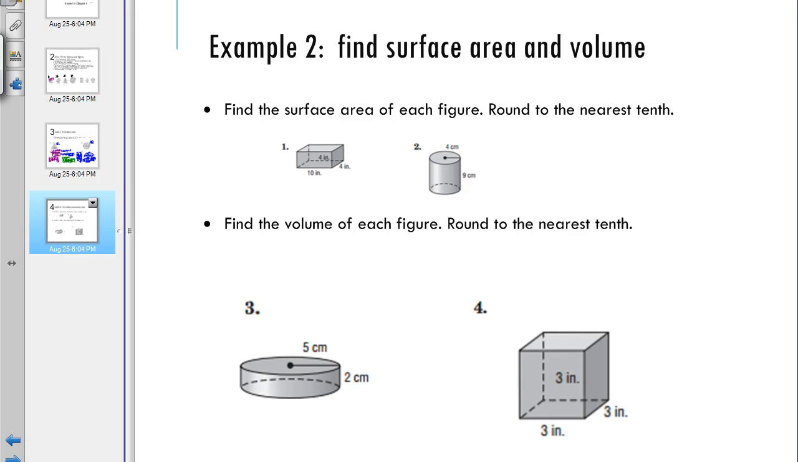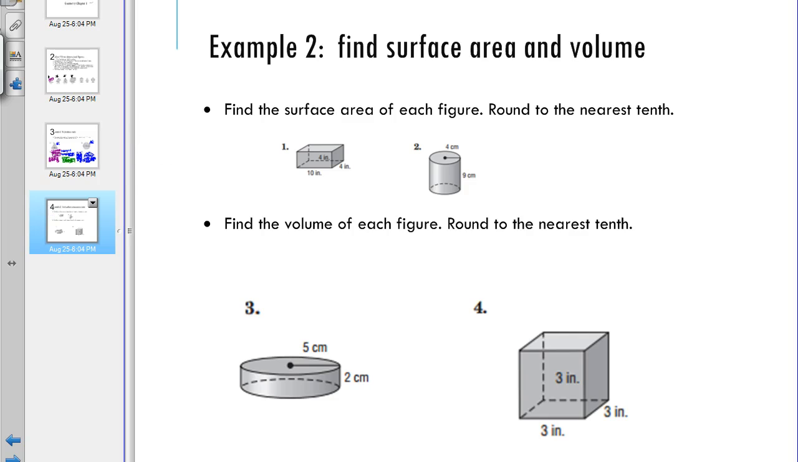All right, so let's do this first one. I have a rectangular prism. With a rectangular prism, think about those faces. The top and bottom are the same. The front and the back are the same, and the left and the right sides are the same. So I have 2 of the front and the back, right? I have 2 left, right, and I have 2 top, bottom.